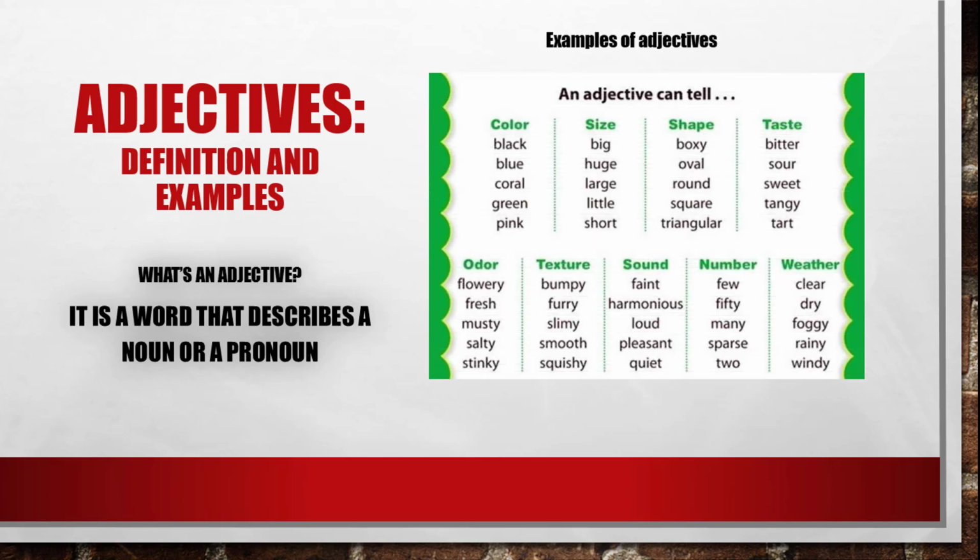So we have here some examples of adjectives. An adjective can tell about the color, size, shape, number, sound, or even the weather. Some of these adjectives are green, large, oval, sour, few, clear, windy, fresh. So all of these are adjectives, and as we know, they describe nouns or pronouns. They describe people, places, or things.